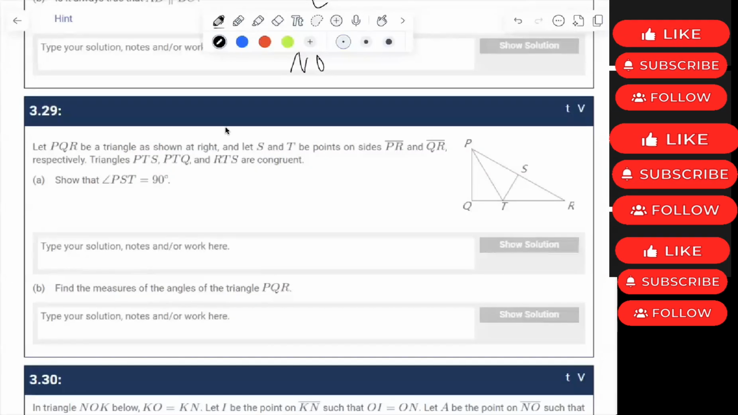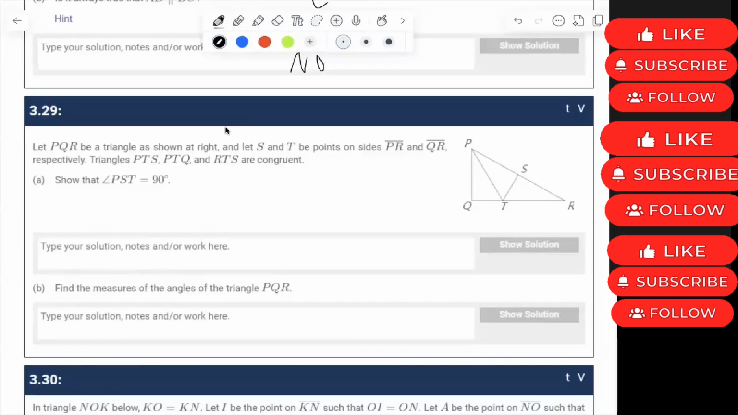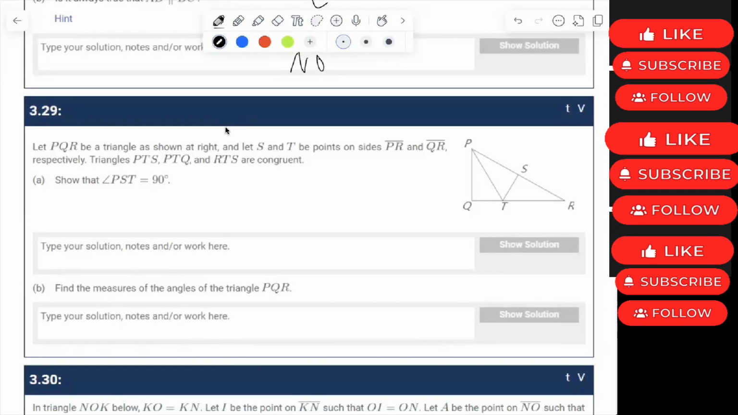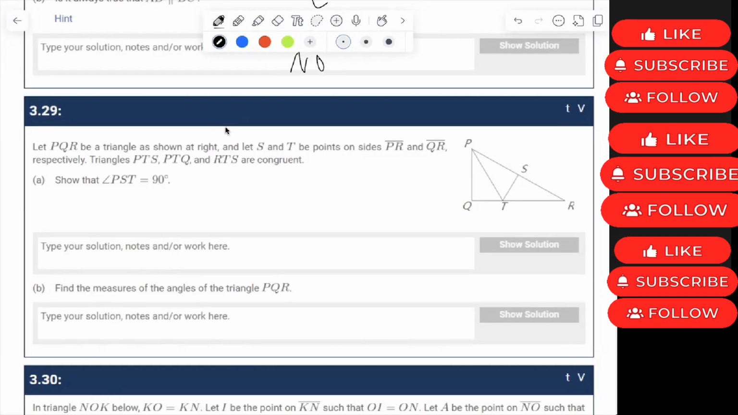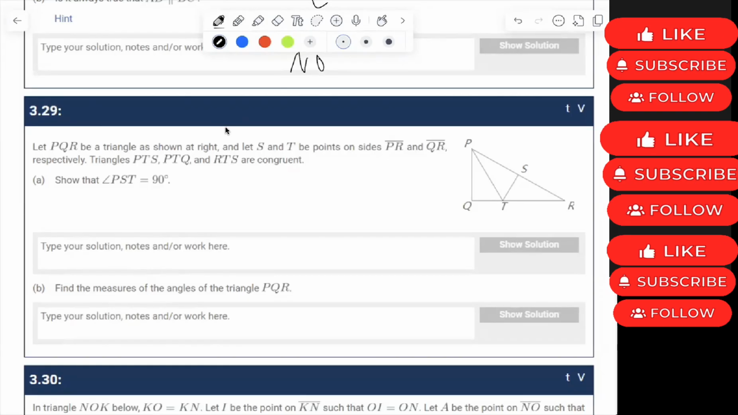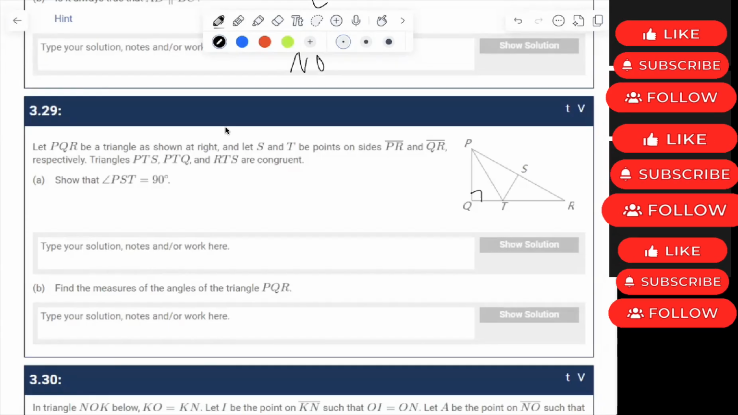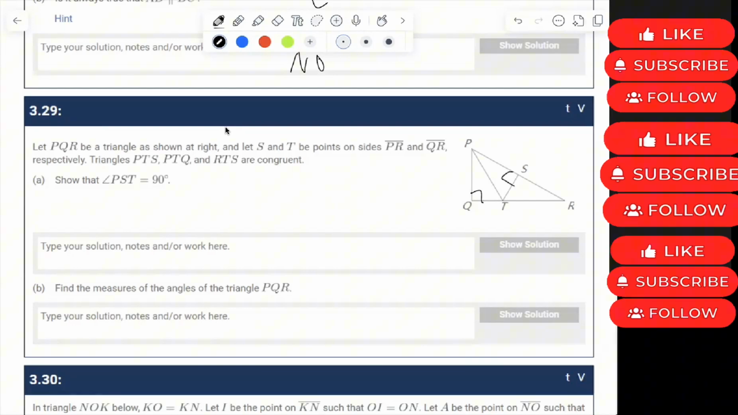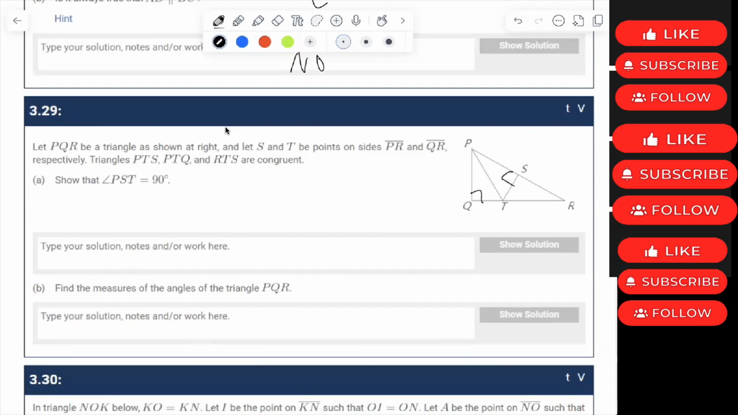All right, let's get started with this question. So PQR is a triangle as shown on the right, and S and T are points on the sides PR and QR, and PTS, PTQ, and RTS are congruent. Show that PST is 90 degrees. Quite obvious because PTQ is equal to PTS, so this follows. Now find the measurement of angle PQR.